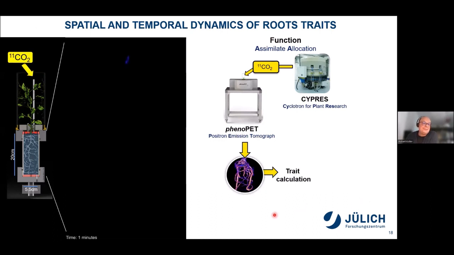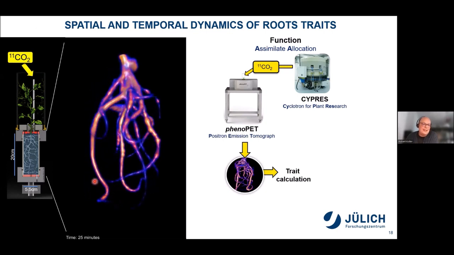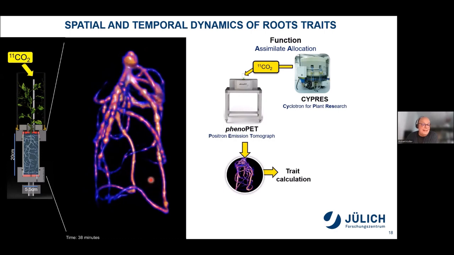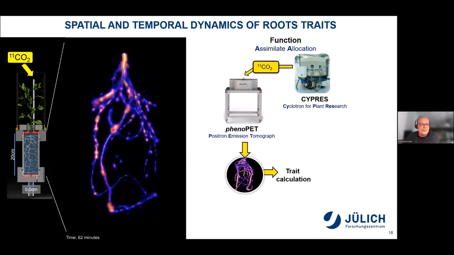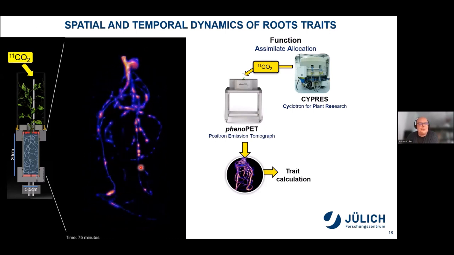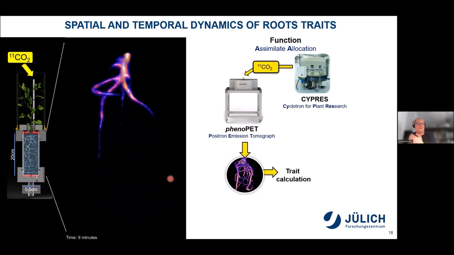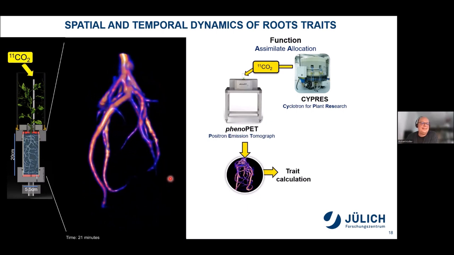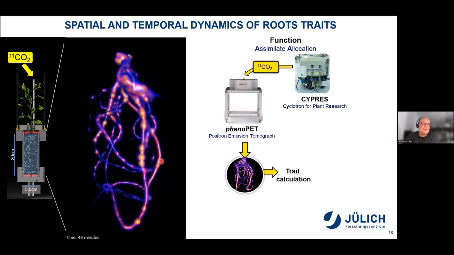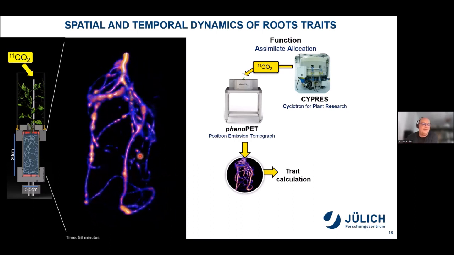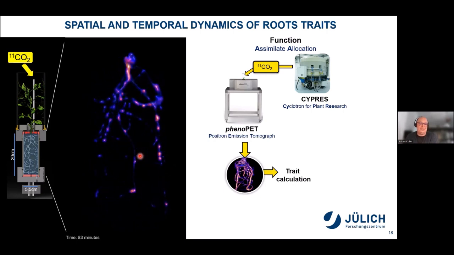This is a pea plant, and you can see how the tracer flows into the root system of the plant. This is a pea plant, so it interacts with some rhizobia and forms nodules. And these dots here are the nodules of the plant. This is the place where the rhizobia fix the nitrogen from the air and in turn receive recently fixed carbon from the plant. So these dots here display hotspots of carbon assimilation and also display strong carbon sinks.